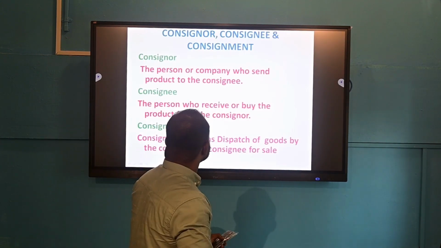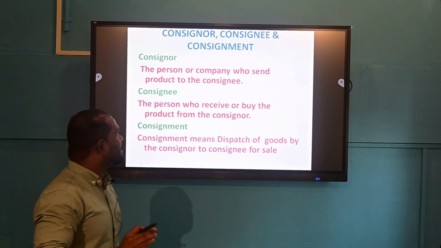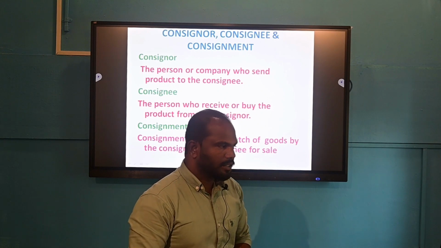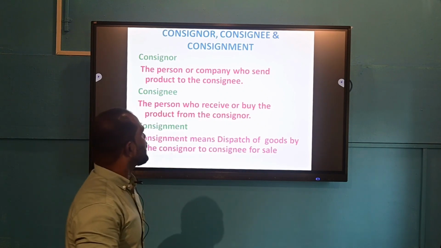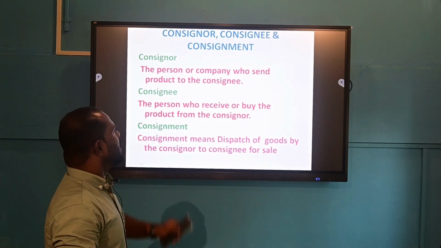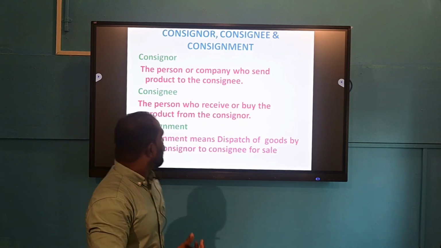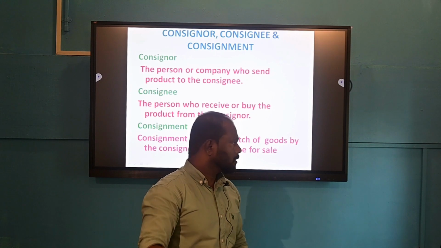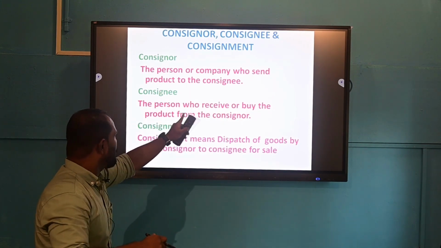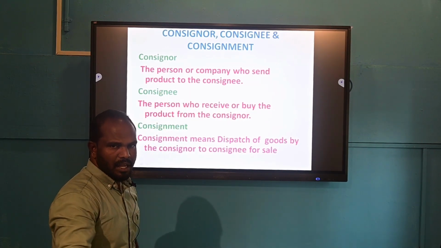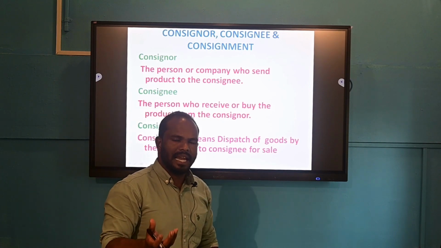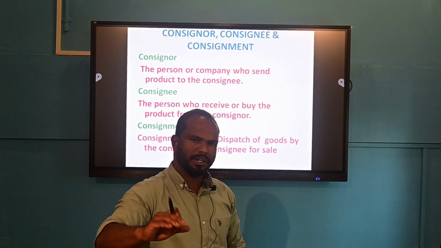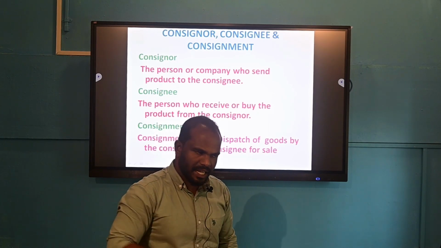Now, we can discuss three terms: consignor, consignee, and consignment. Before going to the other terminologies in logistics, we have discussed these three terms. The consignor is the person or company who sends the product to the customers. In simple terms, the consignor is like a seller or exporter. The person who exports, sells, or sends a product to the customer is known as the consignor.